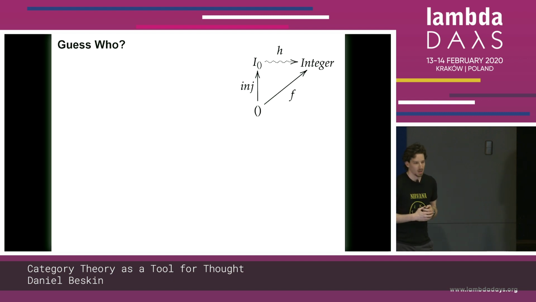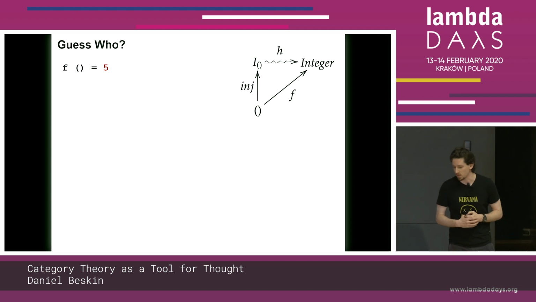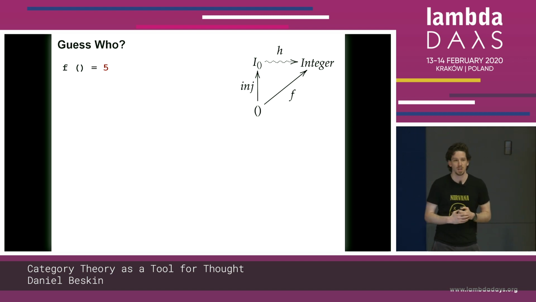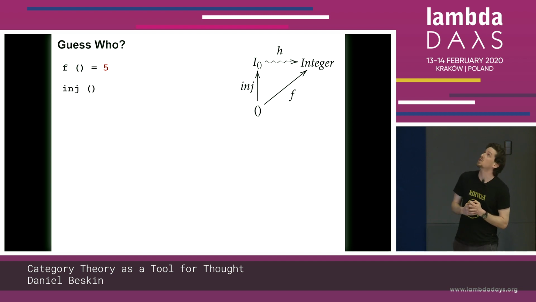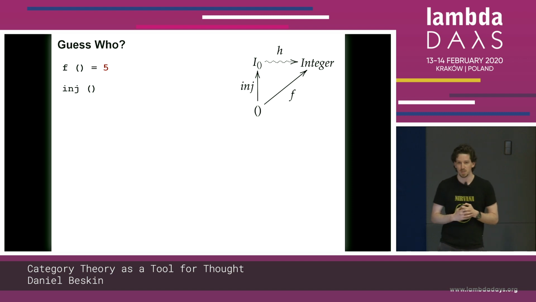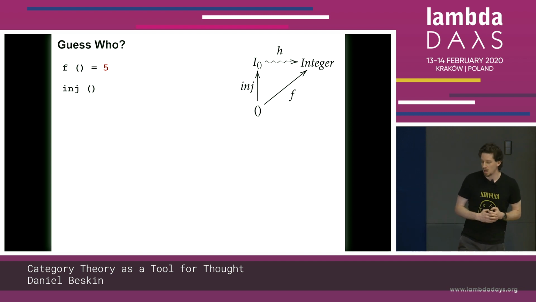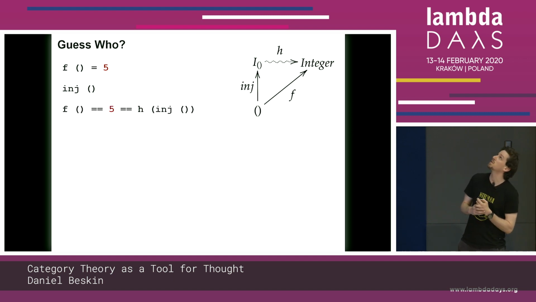For concreteness, I'll pick a specific A. A is going to be unit here. And we'll use a specific F. F is going to be a function that takes unit and returns the number 5. I'll call this morphism inject, since it injects into our mystery monoid. So we have inject of unit as some value in our mystery initial monoid. Because this diagram commutes, we know that going through inject or going through F is the same thing. So we have an equation: F of unit, which equals 5, is the same as applying H to inject of unit.